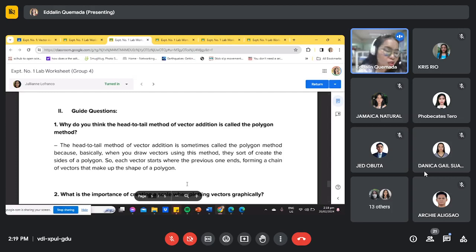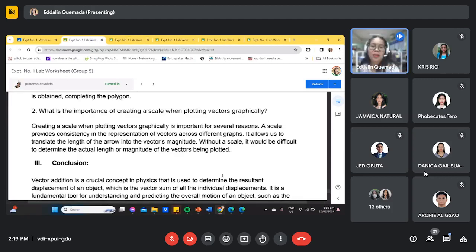It's your turn. Okay, miss. For number 2, what is the importance of creating a scale when plotting vectors graphically? Wait a while, so that it can be read by everyone easily. Okay, did you see it? Hello? Yes, miss. Okay.